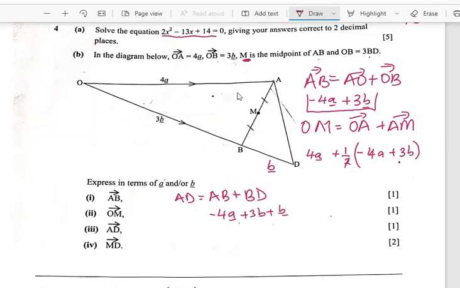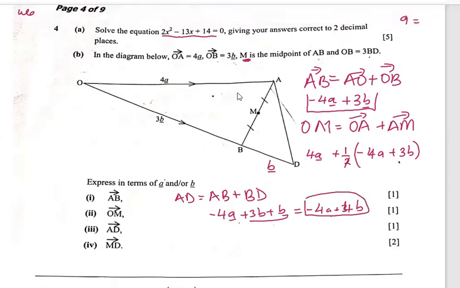Okay, so when you work this out, it gives you minus 4A plus 3B plus B. These ones, when you add them, they'll give you plus 4B. So this is what is going to be your answer. Take note, this one here is 4. So that's what will be your answer.